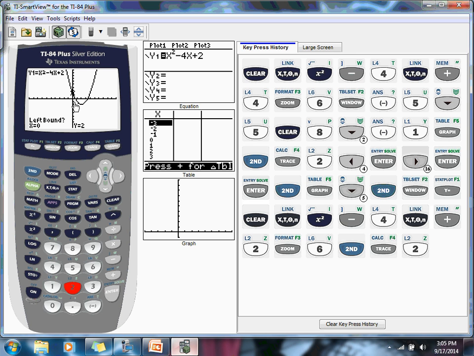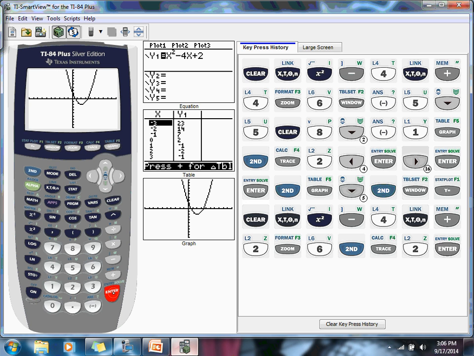And this time I have 2 of them. I have one here and one here. And again, I have to be on the left side of that left intercept, or that left 0. So the little cursor's already blinking to the left side of it, so I'm just going to hit enter.